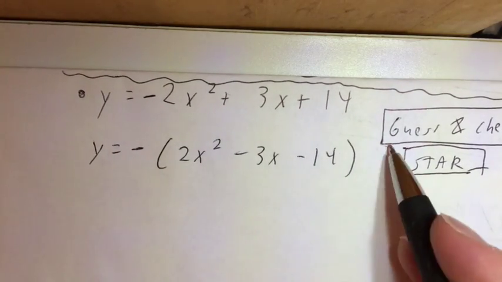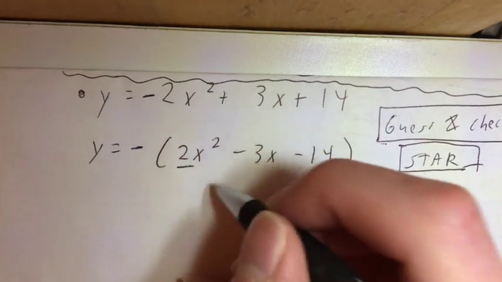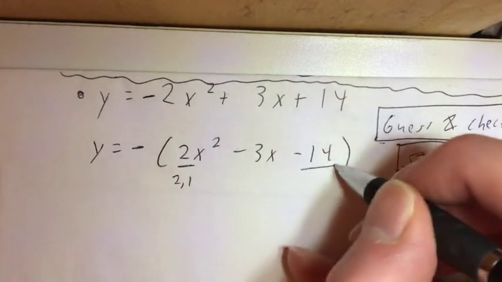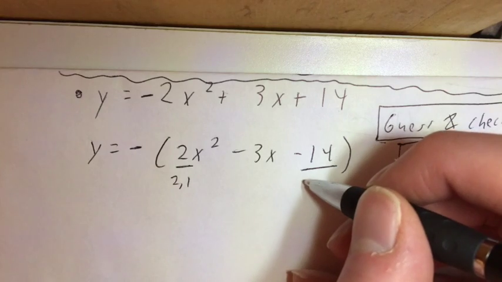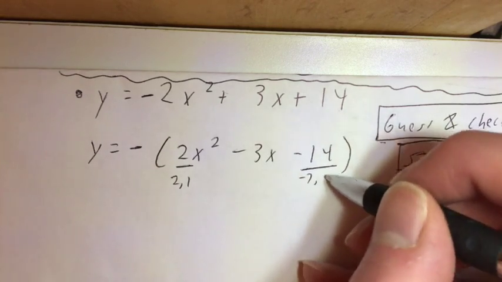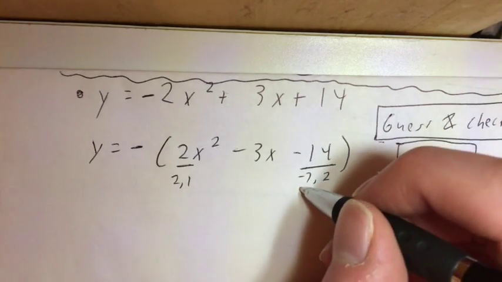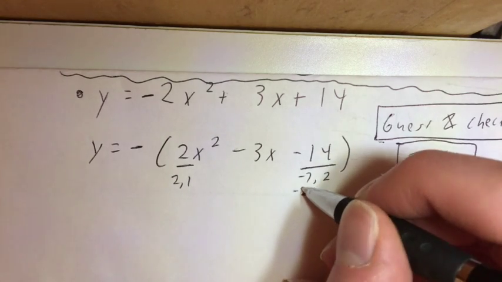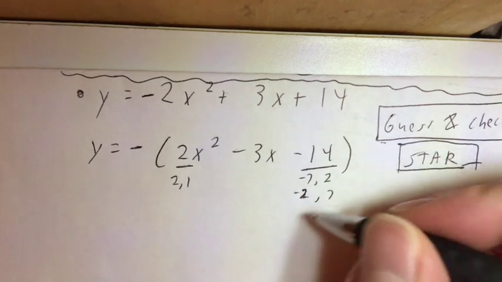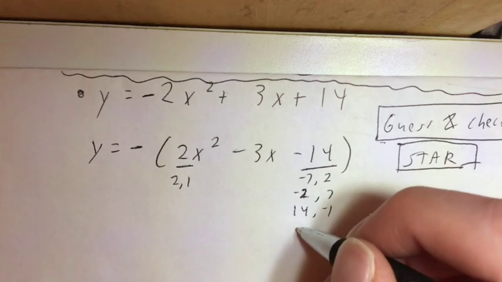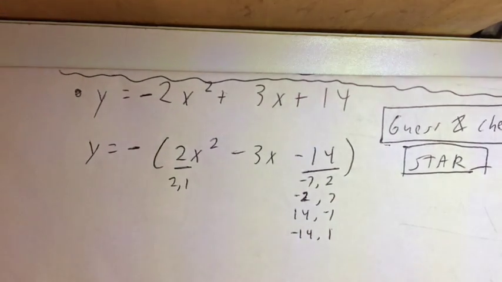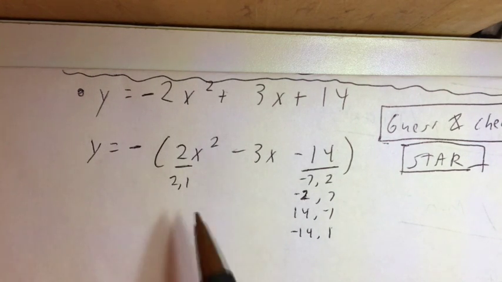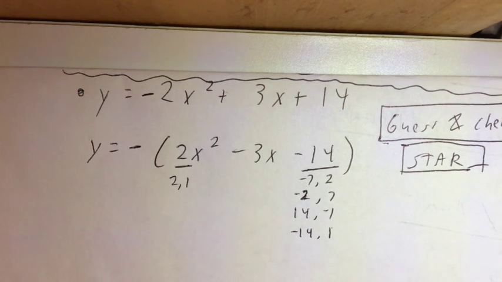So let's do guess and check first. I'm going to do that first. So I'm going to try to find some numbers that multiply to get me 14 and 2 and 1. Let's see, 14, I got a couple options there. I either got, let's see, -7 and a +2, -2 and a +7, a +14 and -1, and a -14 and a +1. All these are our options for -14. Those are our options for 2. So now we have to choose. What do we want to do?